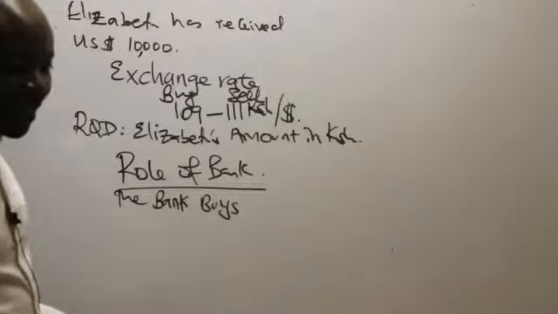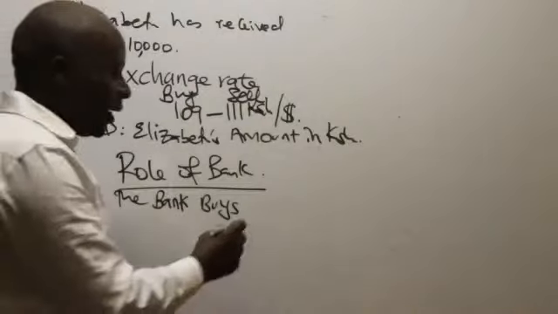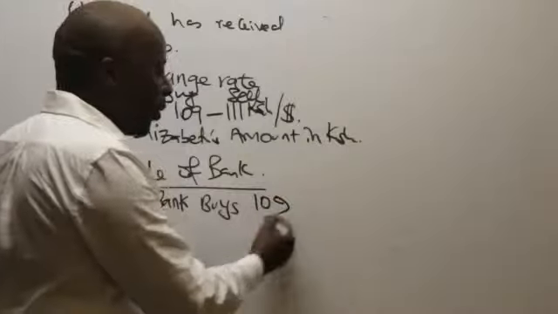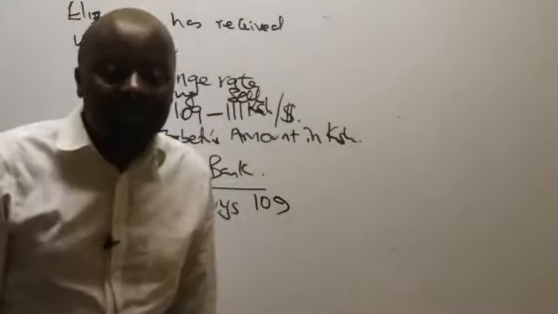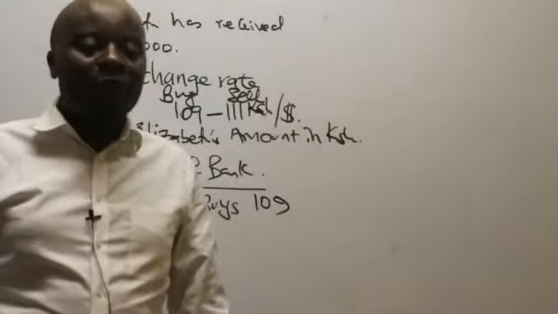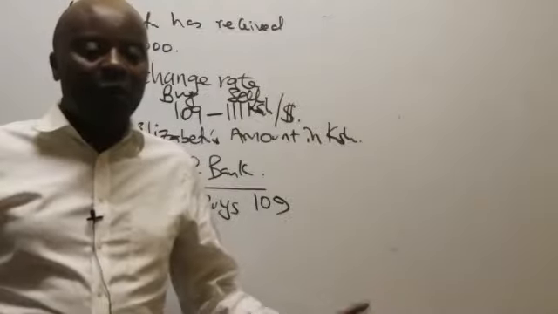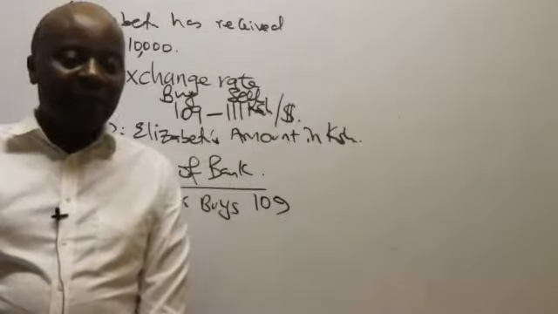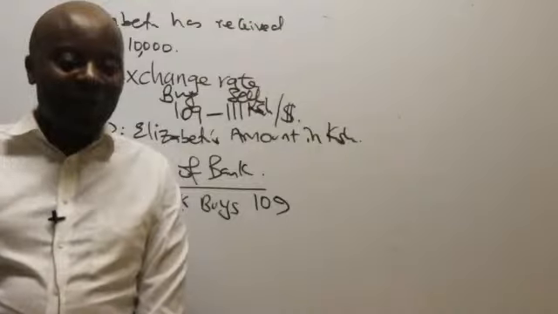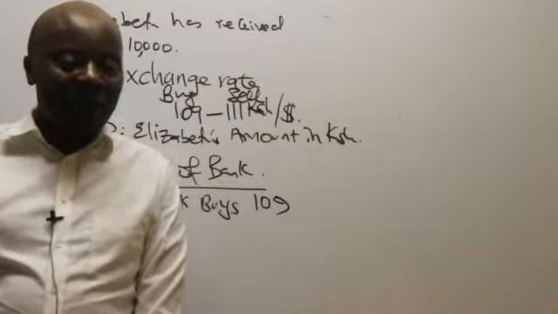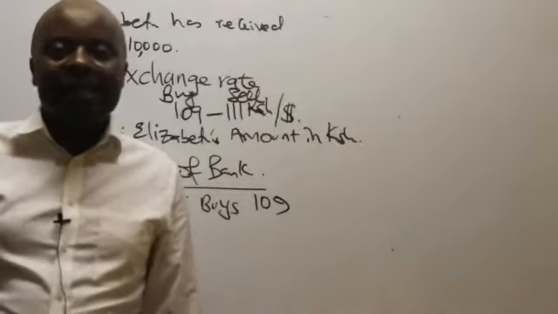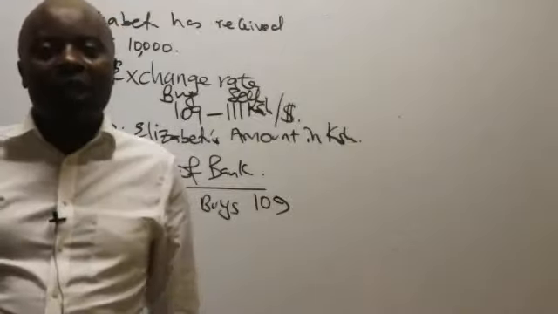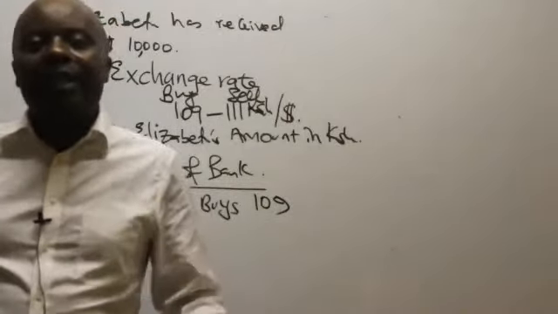It is 109. 109 what? Is it 109 goats? Because in foreign currency, we must be very particular with our currencies. 109 what? It's an exchange rate. It can't be 109 Kenya shillings; it must be 109 Kenya shillings per something.